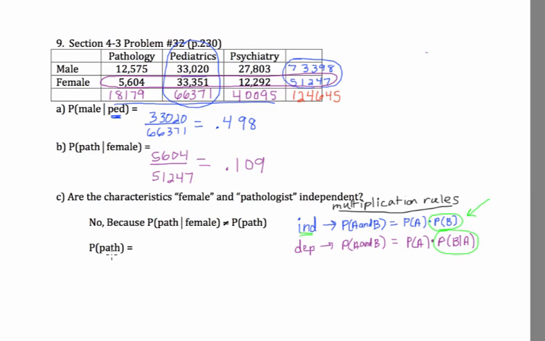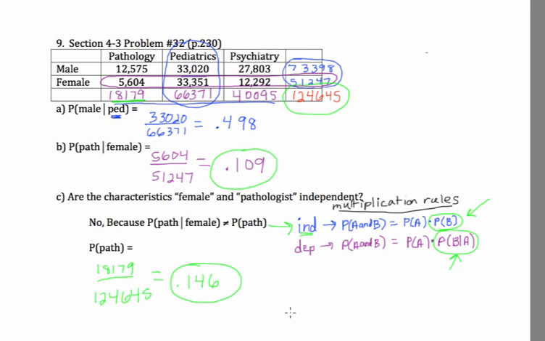Well, the probability of being in pathology is 18,179, pathology, out of a total of 124,645, which is 0.146. If those were independent, then this probability would be the same as this probability because they'd be independent events. And since this is not the same as this, then they are dependent. So no, these are dependent.